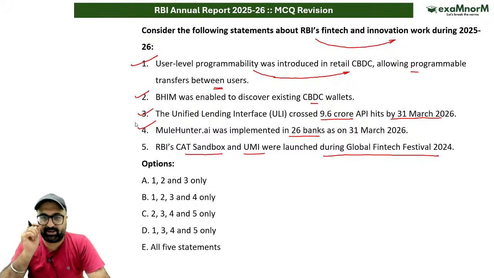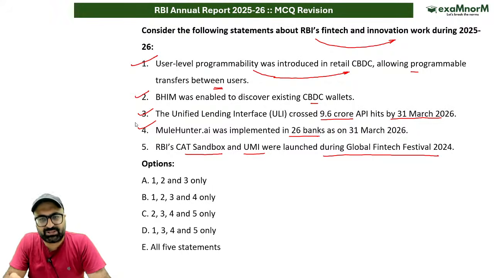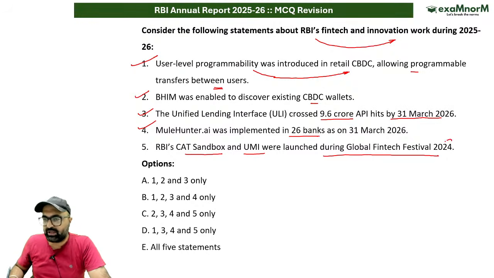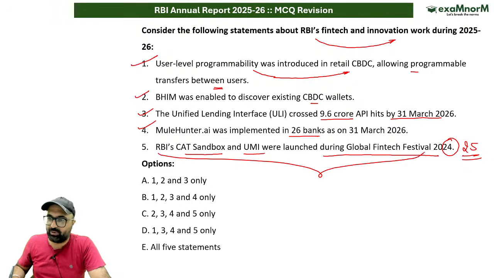RBI's Sandbox की अगर मैं बात करूं, that is CBDC and Asset Tokenization Sandbox, and UMI, that is Unified Market Interface, was launched during the Global FinTech Festival, which was organized in 2025. ये पॉइंट सही है. ग्लोबल फिनटेक फेस्टिवल तक ठीक है, लेकिन ईयर इज 2025.